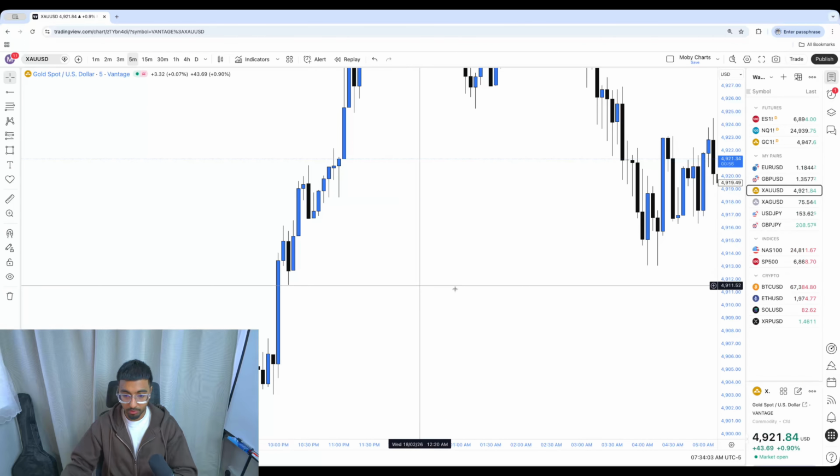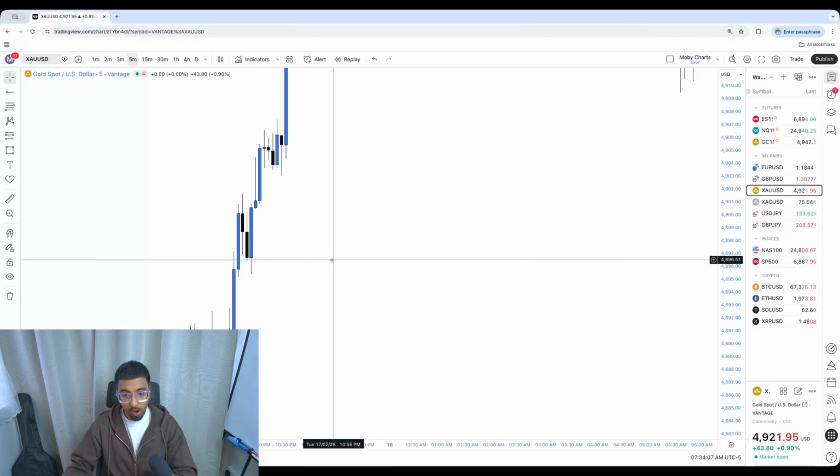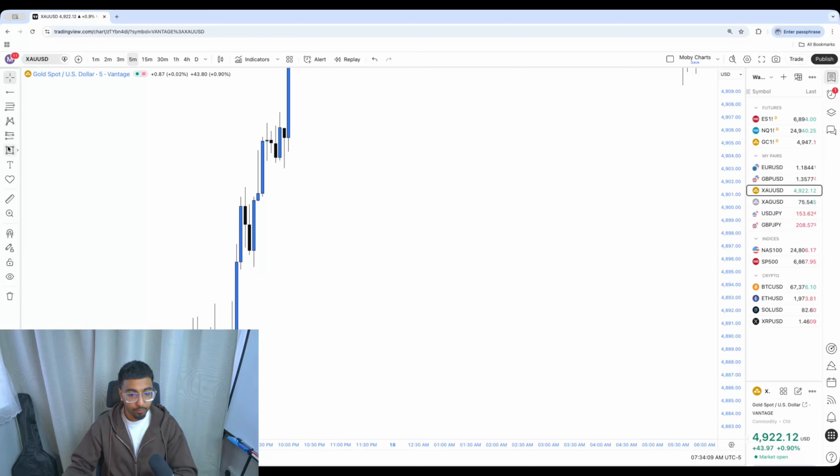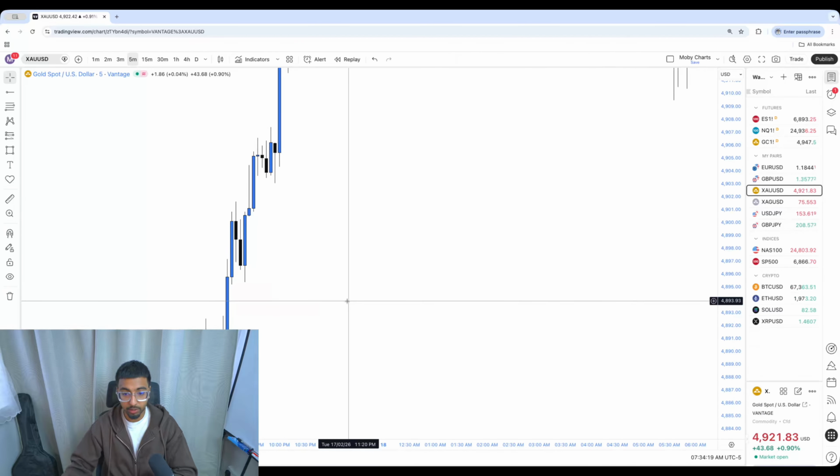Let's go a bit further back. This is obviously gold, so a little bit more volatile. Okay, here. Look at this. We have no fair value gap. We actually have a fair value gap here. Does price go into that? No, it does not. Fair enough. So no move would have taken place.